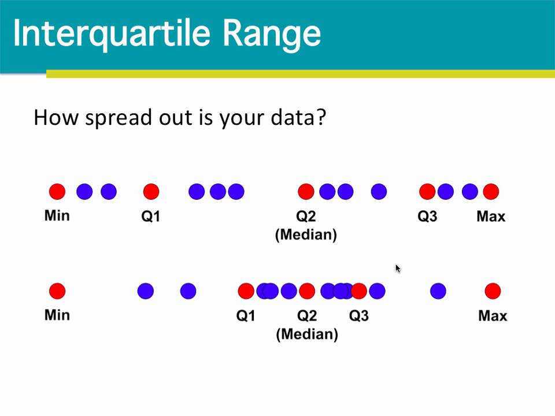out? If you look at the second data set, a lot of the values are really concentrated between Q1 and Q3, and it's a very small range there. So you might want to say that the second data set here is less spread out than the first data set. And the interquartile range is a way of quantifying that spread.